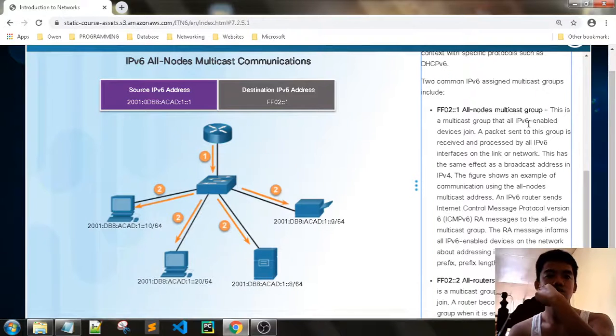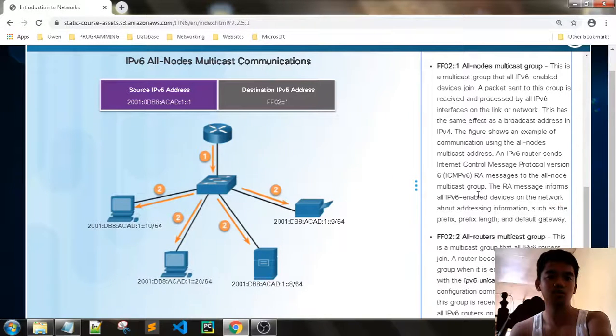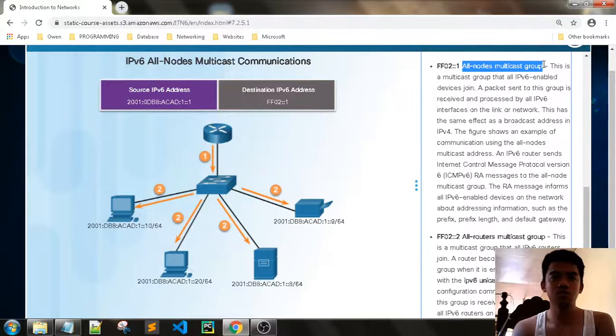This is a multicast group that all IPv6-enabled devices join. So this is like the broadcast address, no? Same effect as a broadcast address. Then for the all-routers multicast group, we have FF02::2. This is for all the routers only. It is most commonly used for router solicitation, while the all-nodes group is used for router advertisement.